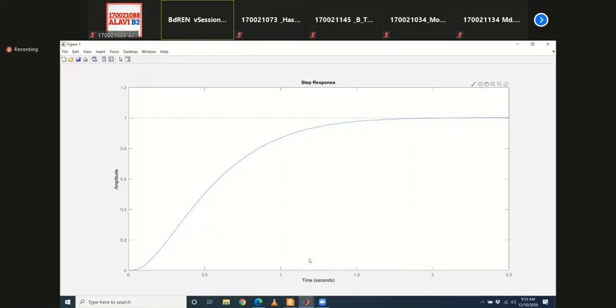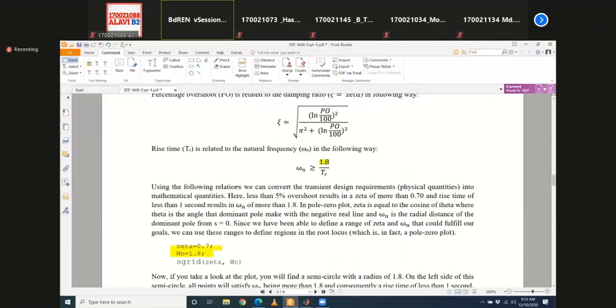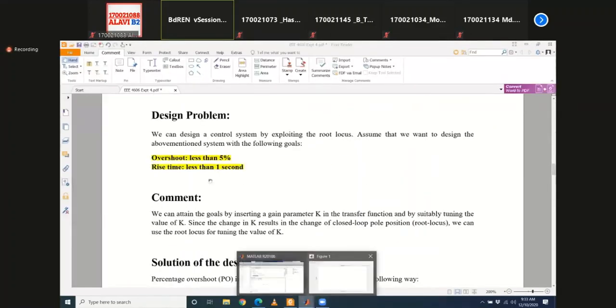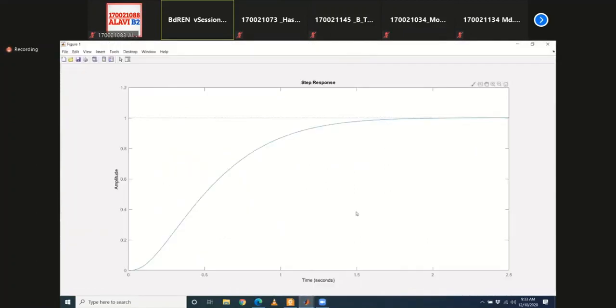Now, how can we check whether these two conditions have been satisfied or not from this diagram? Overshoot less than 5, rise time less than 1. How can we do that? We can take the overshoot from the figure. There is a very little overshoot in this case. We can see that with our eyes, we can say maybe those conditions have been fulfilled.